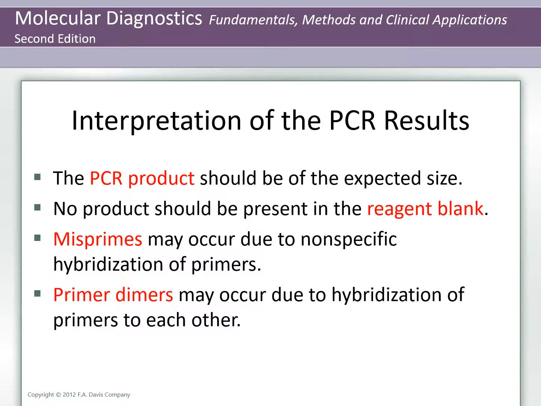After PCR, a variety of methods are used to analyze the product. Most commonly, the PCR product is analyzed by gel or capillary electrophoresis. Depending on the application, the size, presence, or intensity of PCR products is observed after electrophoresis. Things to keep in mind when performing testing and interpreting results are to rule out any contamination. So the reagent blank should be negative and controls should be appropriately amplified. The PCR product should be of the expected size.